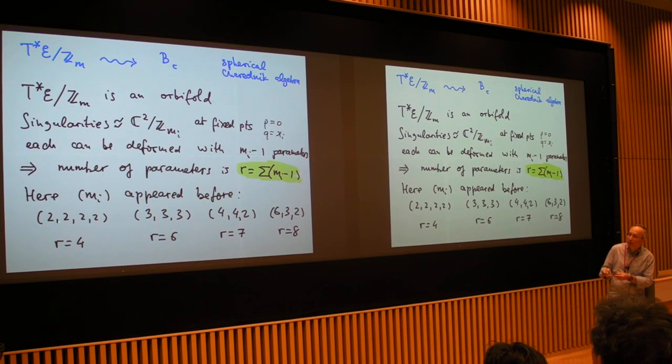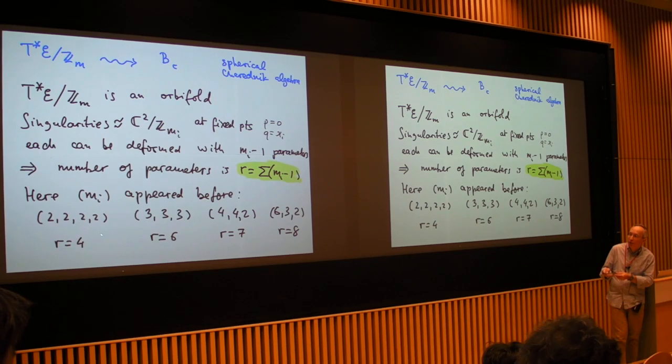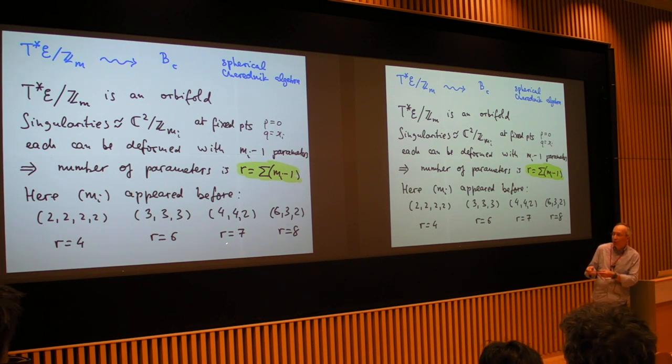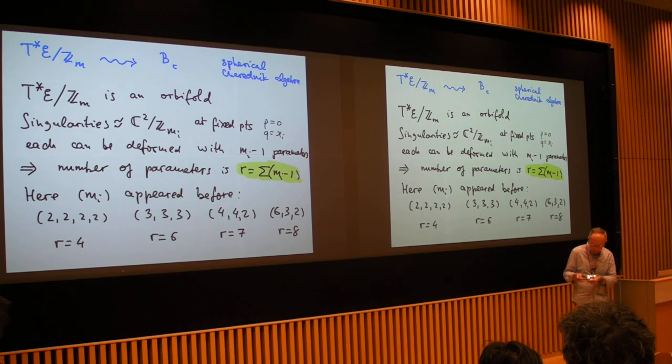You take the sum of these numbers, so here 2, 2, 2, you subtract 1 from each, so the total number is 1 plus 1 plus 1 plus 1, 4. In this case 2 plus 2 plus 2, 6, and so on, so 7 and 8. By the way, these are exactly the first ones, 6, 7, 8, right? Do you remember? Okay.